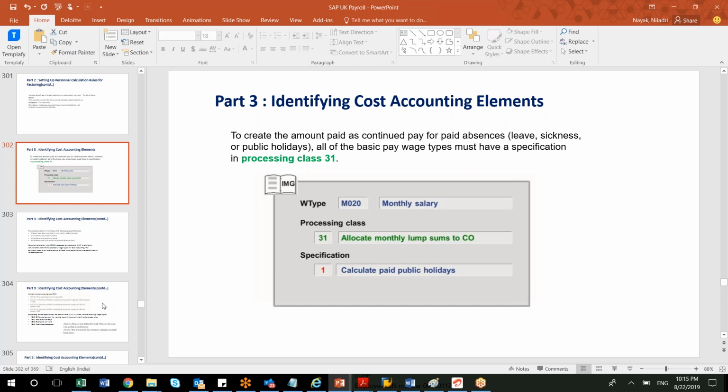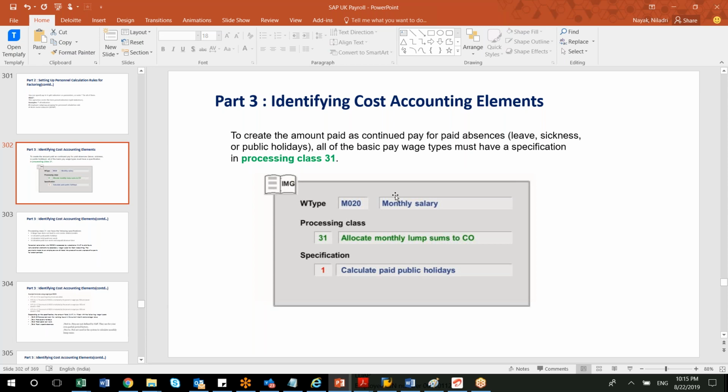In a particular month, the entire monthly lump sum, whatever you are going to pay for those specific wage types, say the basic pay or the HRA you are getting, those components. Here I have given an example of M020, that is the monthly salary, the entire monthly salary wage type. That entire lump sum will be calculated and computed in your cost object. That is a lump sum to the cost object. That is about the processing class.